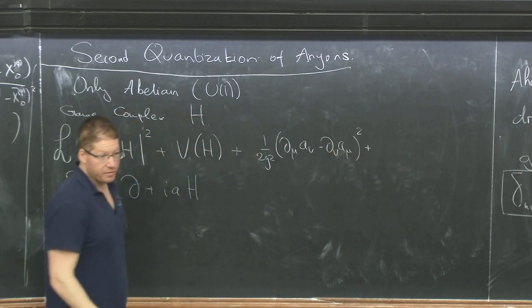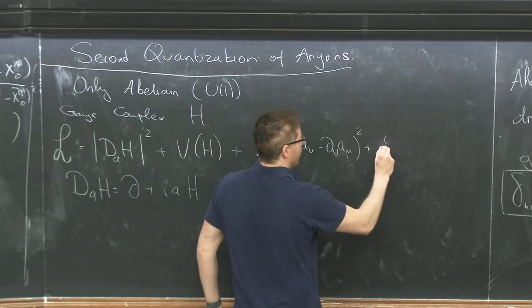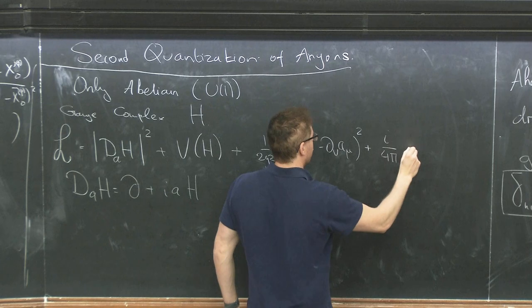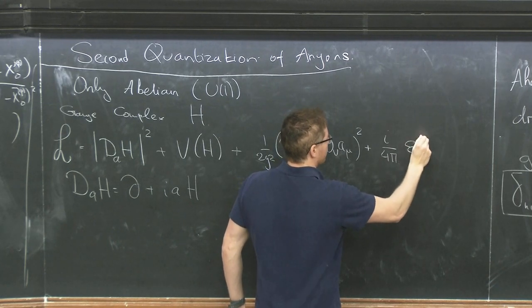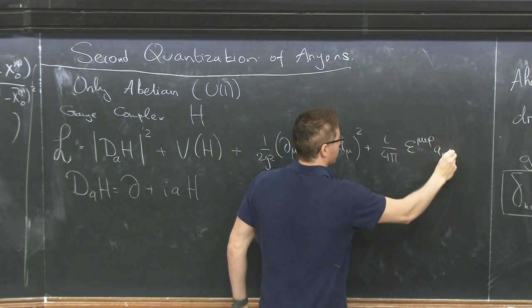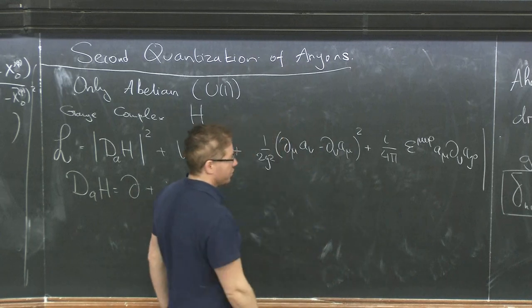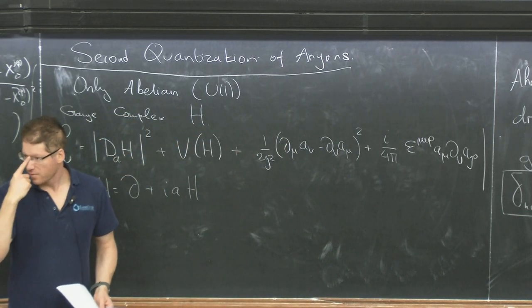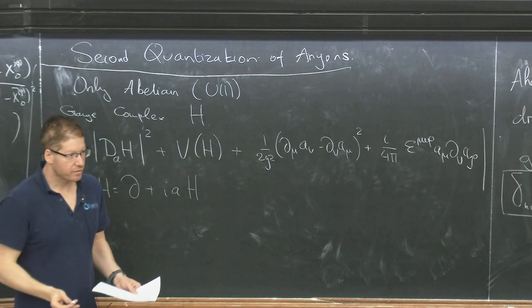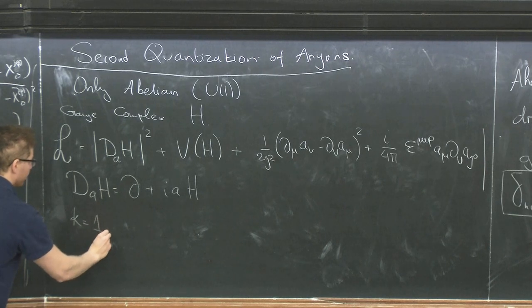And now comes the new piece, which we want to add. I over 4 pi epsilon mu nu rho, A mu d nu A rho. Okay, and this is the action. Now, this is the model with k equals 1. So I'm now studying the simplest possible case, where k is equal to 1 in terms of our previous notation.